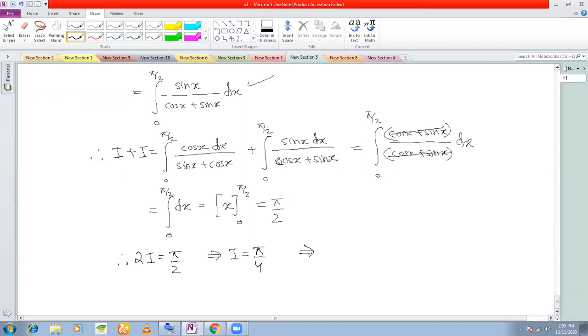And what is I? Integral 0 to pi by 2 dx by 1 plus cot x is equal to pi by 4. That's it. Clear with this problem?